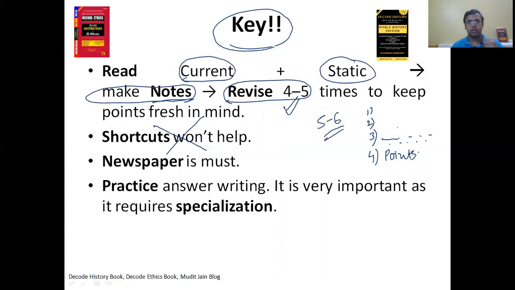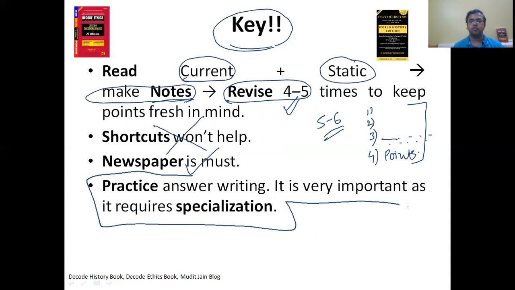So all these factors add to a good score in GS. That is why follow this process. Do not take shortcuts. Newspaper is must, and apart from above, you have to practice GS2 answer writing.